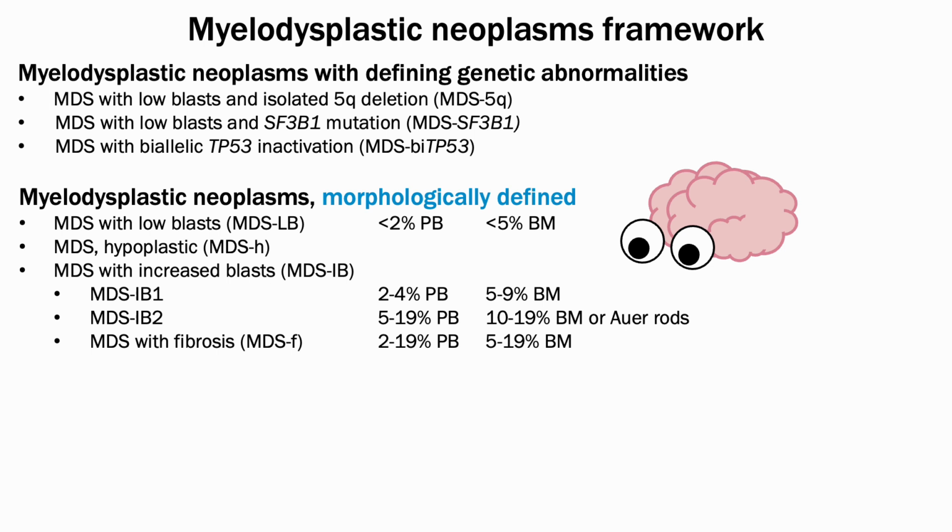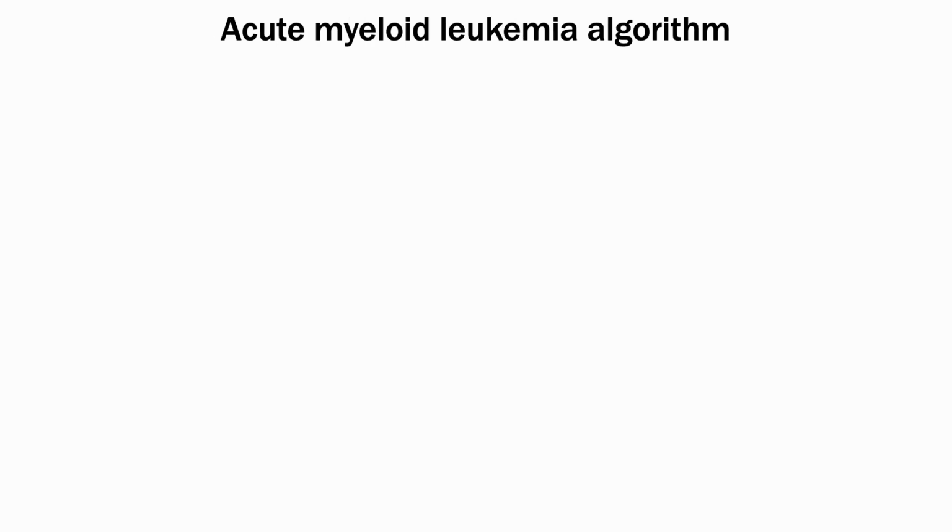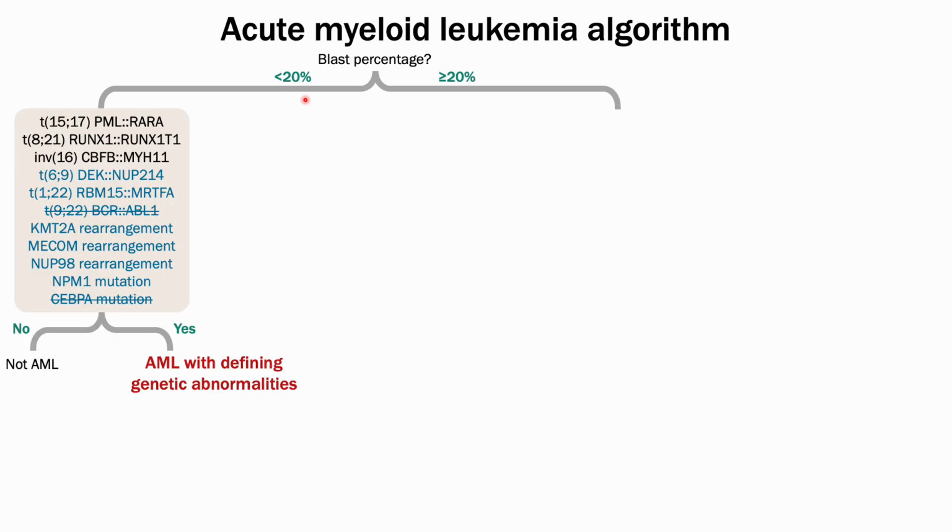MDS hypoplastic seems to involve T-cell mediated attack on progenitor cells, and MDS with fibrosis seems to have cytokine expression causing myelofibrosis. The subclassification of acute myeloid leukemia follows a fairly complicated algorithm, but one way to break it down is to start with the blast percentage. And if you don't have at least 20% blasts, you need to look for one of these genetic abnormalities.